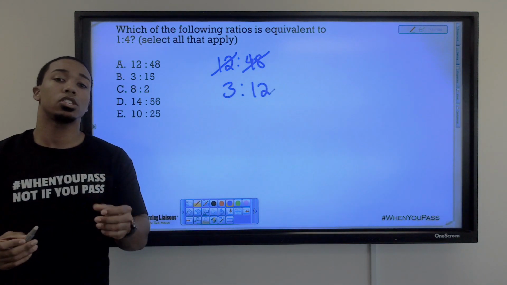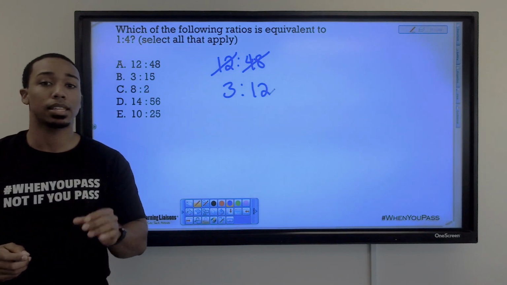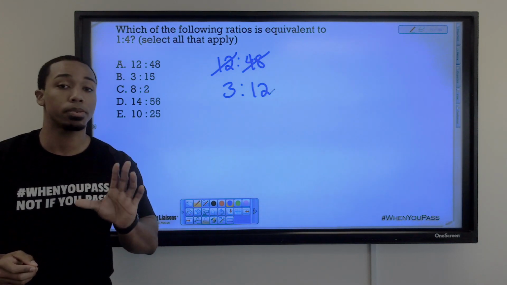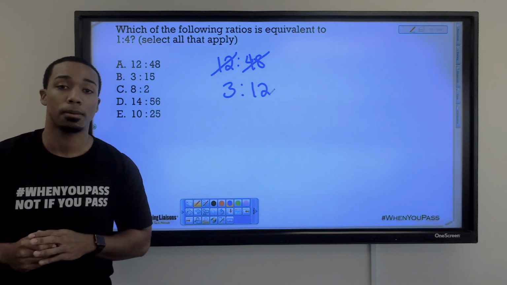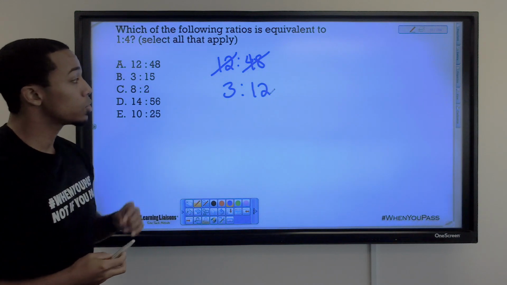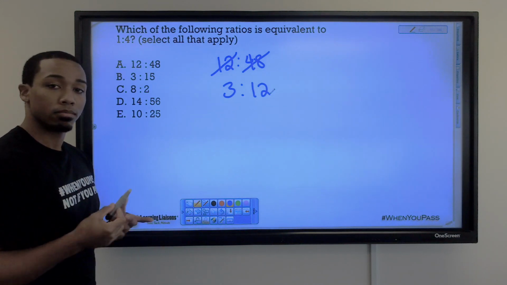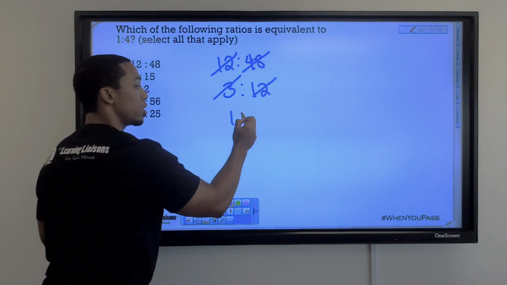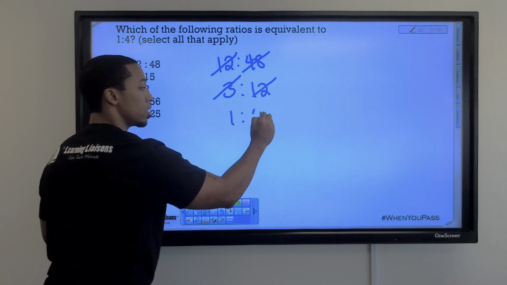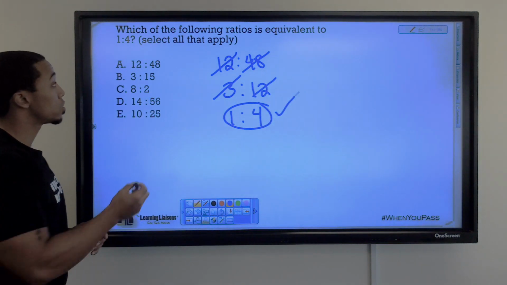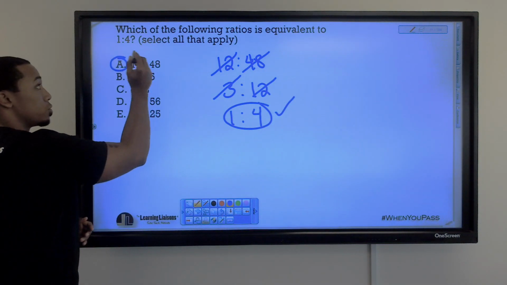Now, just because you've reduced the ratio once does not mean that is the last stop. Make sure that you reduce it to its simplest form. Here's what I mean. 3 to 12 can still be reduced. 3 and 12, what do they have in common? A 3. Divide both by 3, and we get 1, and 12 divided by 3 is 4. That works out just fine. So actually A is one of our answer choices.